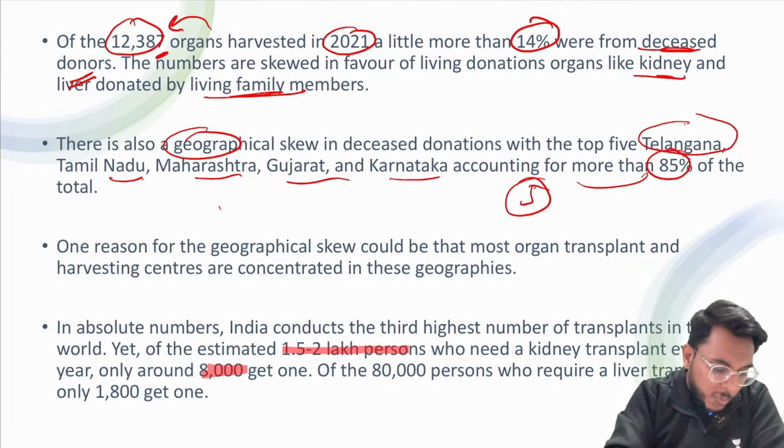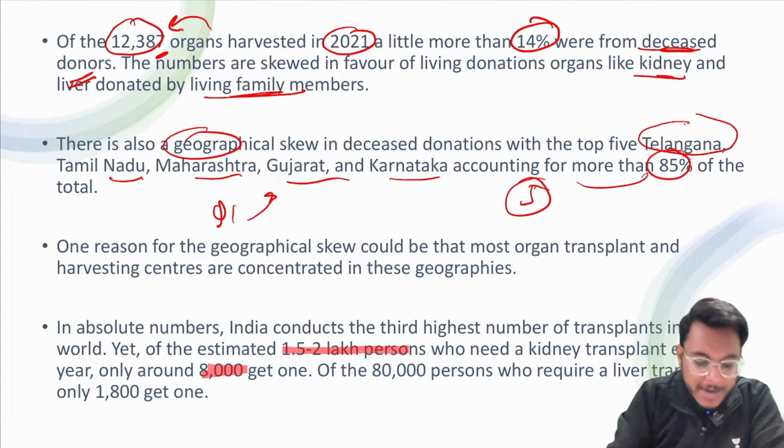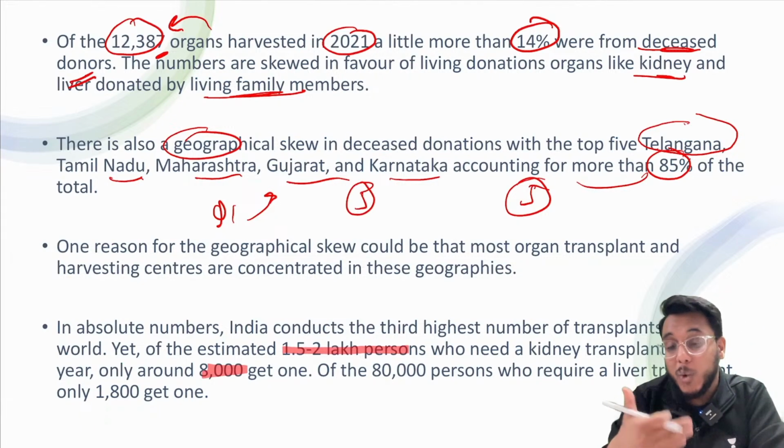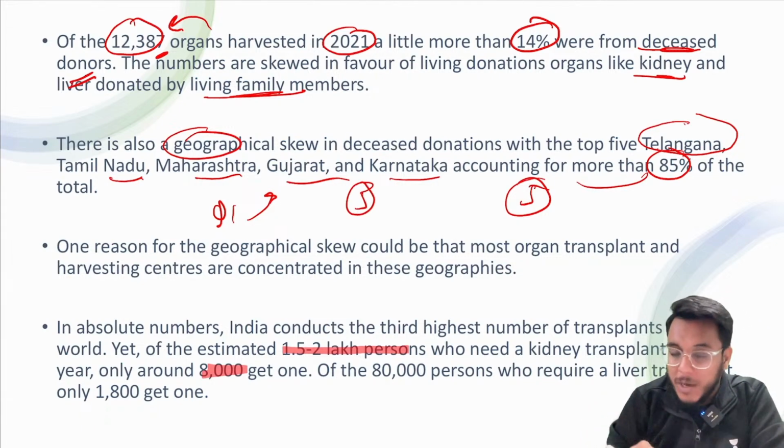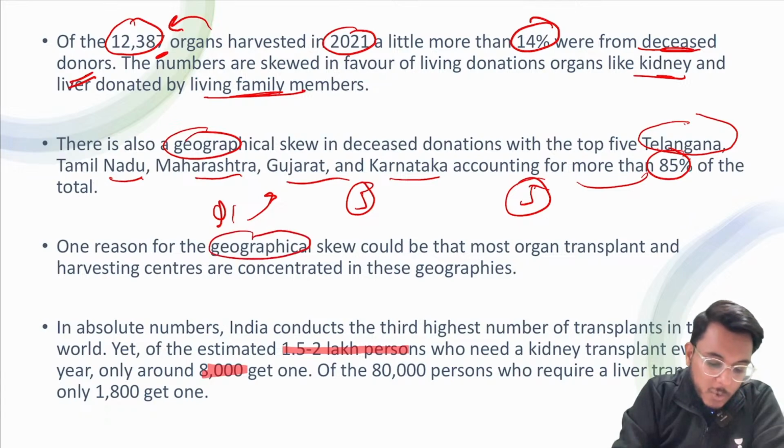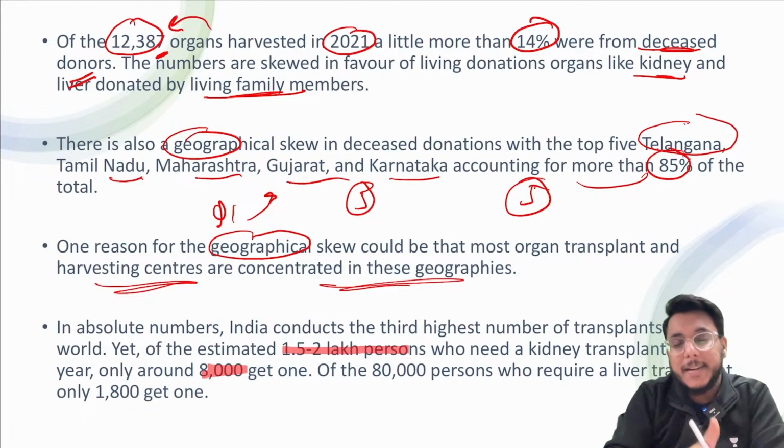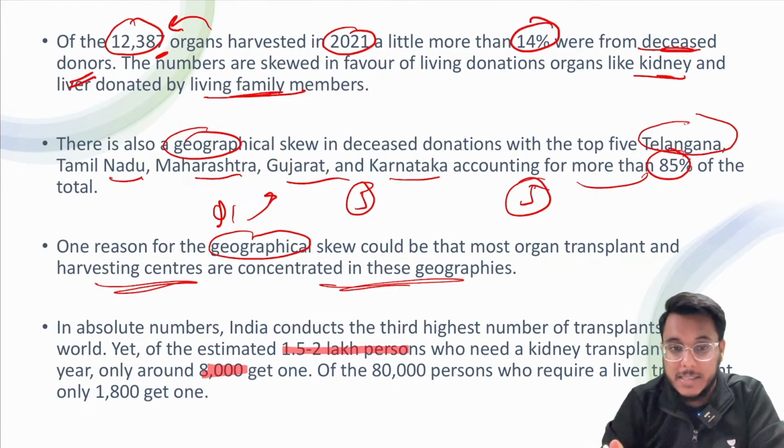Now, first of all, the first question that comes is why there are more donations happening in these 5 states. One important reason is the geographical skewedness, because the harvesting centers are actually concentrated in these particular states. So this is one reason.